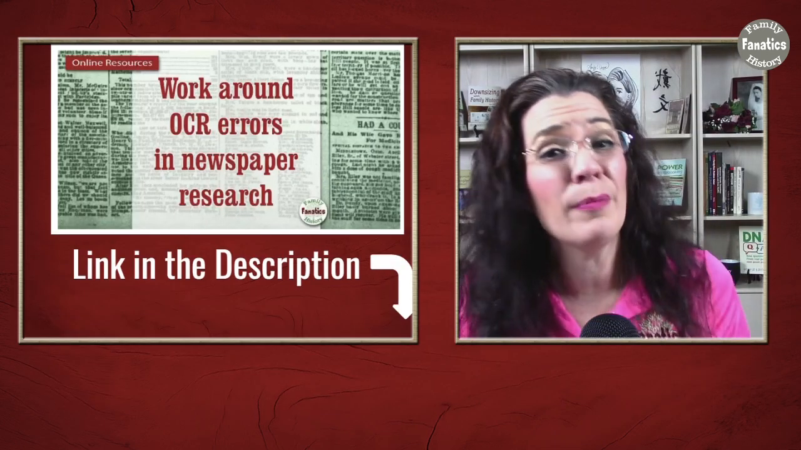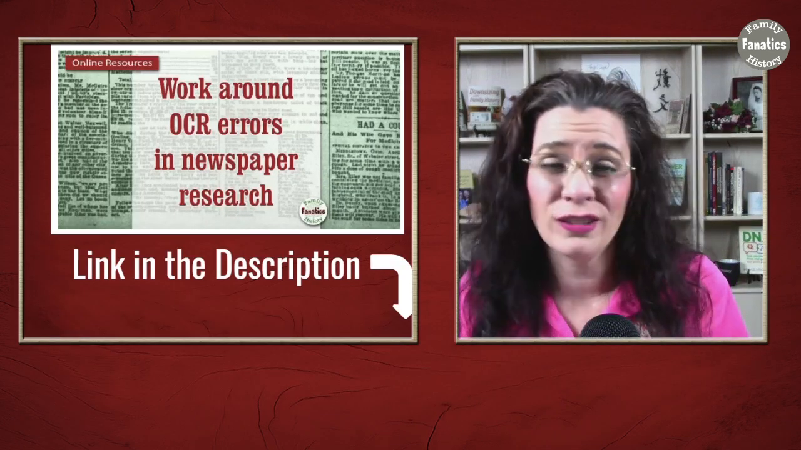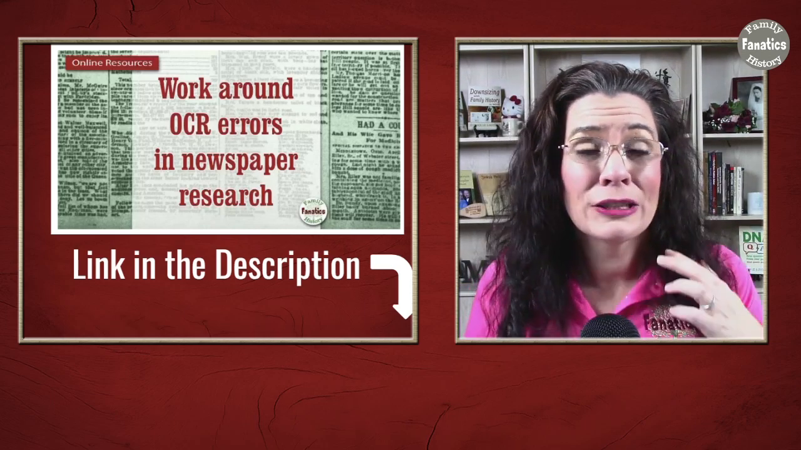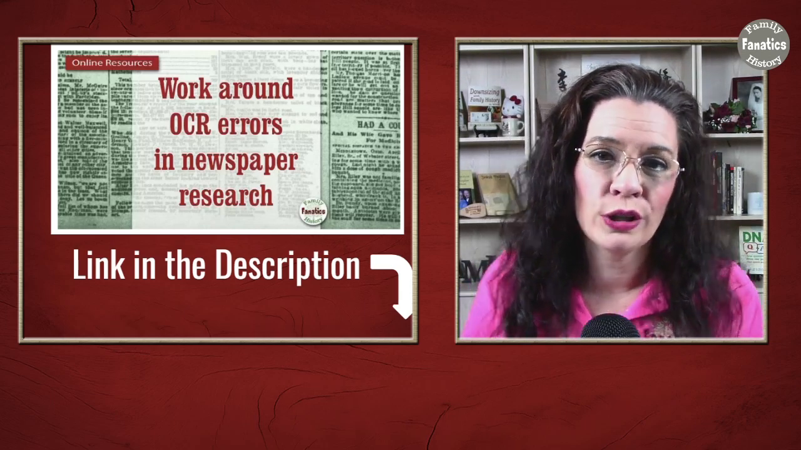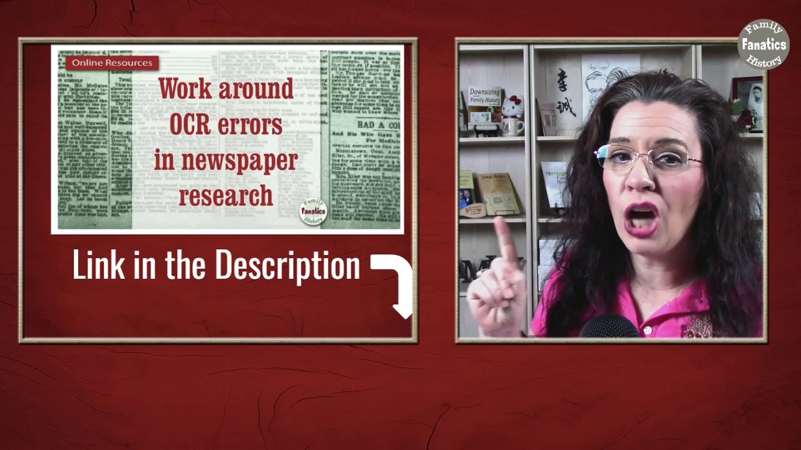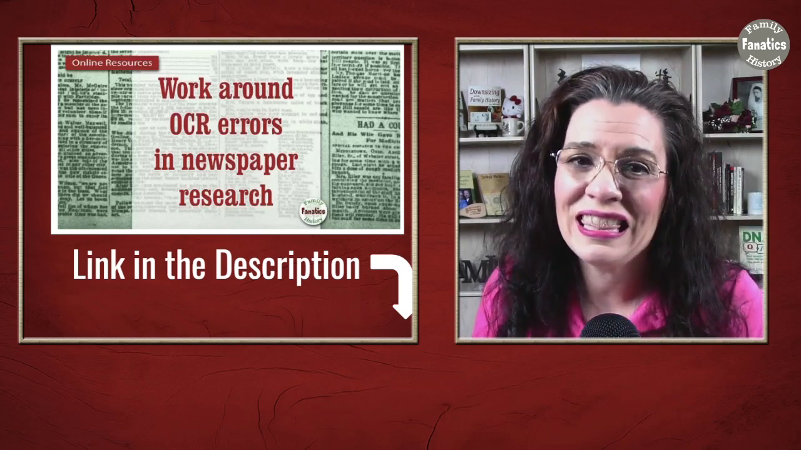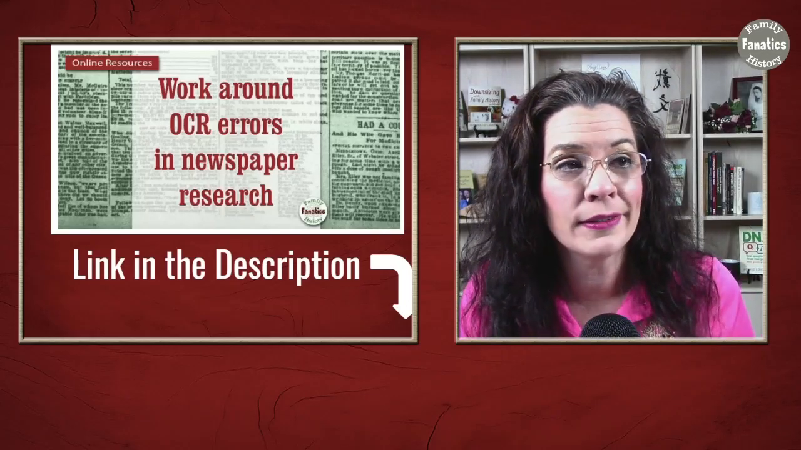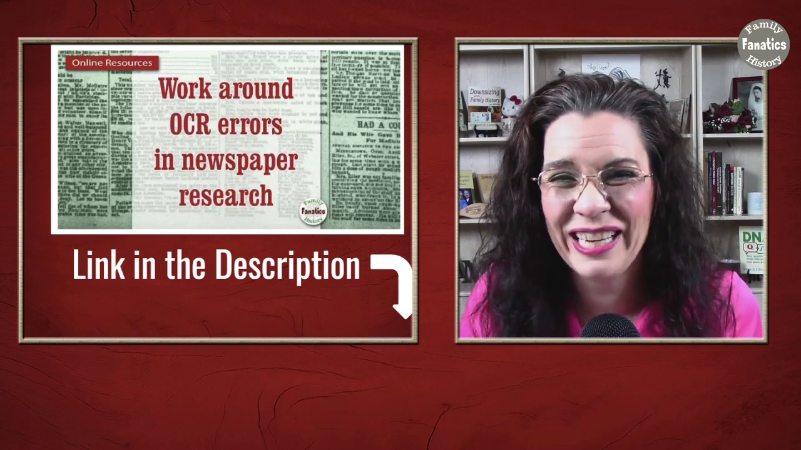Now, these are just some of the keyword combinations to find vital events for your ancestors, but you might get stuck trying to get their surname to work. So be sure to check out this blog post, with a link in the description, that tells you how to work around the OCR errors that misspell your ancestors' names.